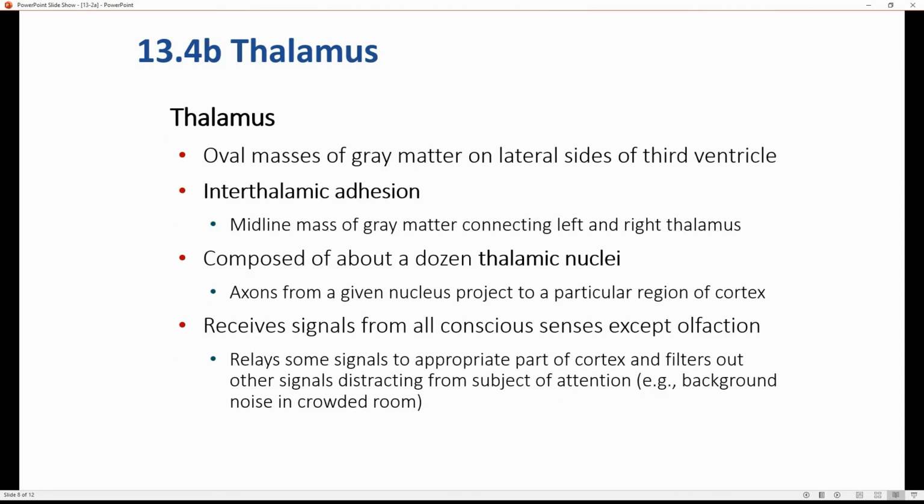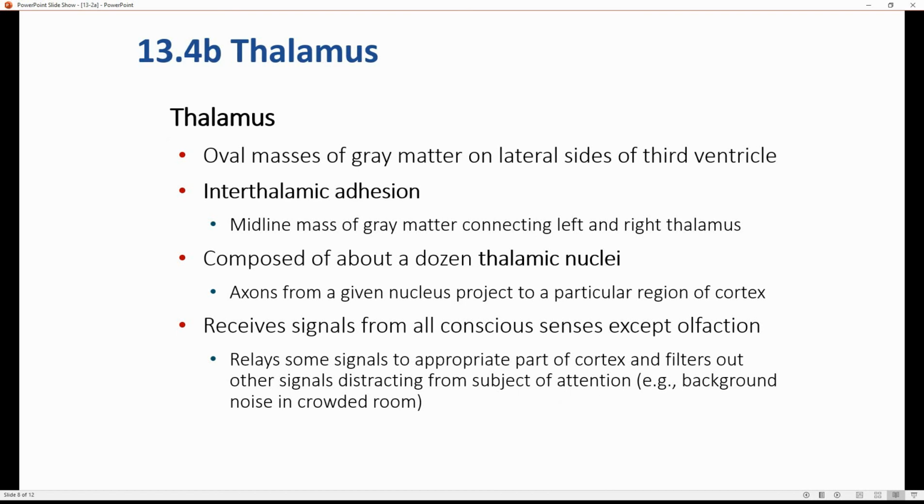The thalamus is the two oval masses of gray matter on the sides of the third ventricle. There's a little adhesion, as we mentioned. It's the little eye of the strange-looking duck head. There's about a dozen thalamic nuclei that are paired, and the thalamus receives signals from all the conscious senses except for olfaction. It's a relay center or a switching center for a lot of that sensory input, and it helps us to focus on certain sensations and filter others out.